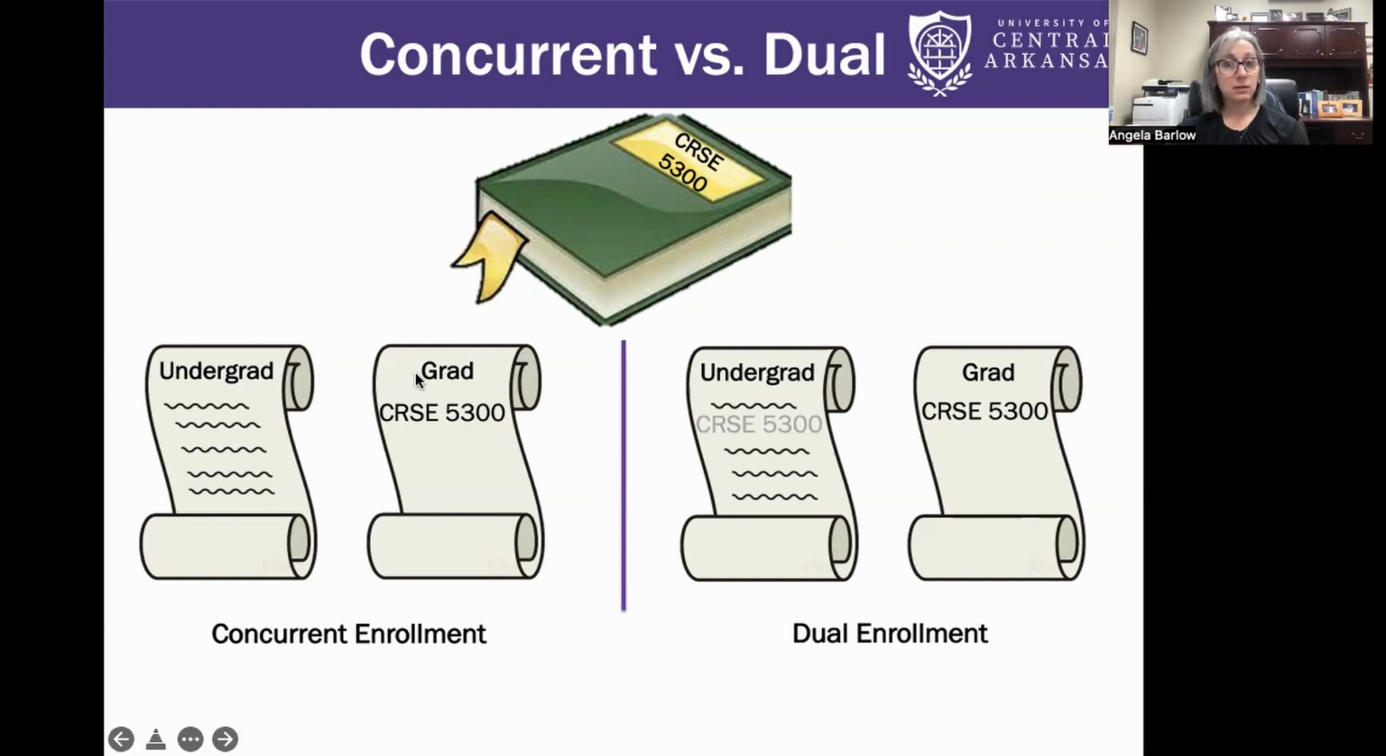So with that, I want to just summarize by saying concurrent enrollment is an extra class added on at the end. Students have to pay the tuition. It's not going to apply to undergraduate. Dual enrollment, it's not an extra class tacked on at the end. It is a specifically targeted class that instead of taking the 4,000 version, students take the 5,000 version, which allows that course to count both in the undergraduate degree and the graduate degree.